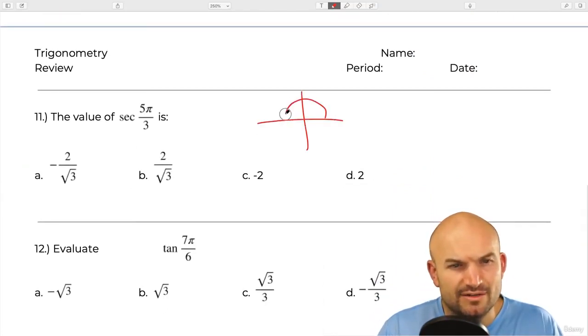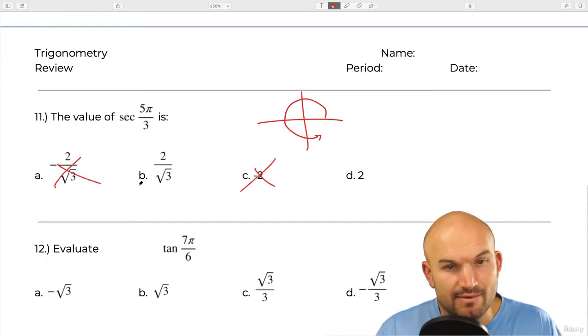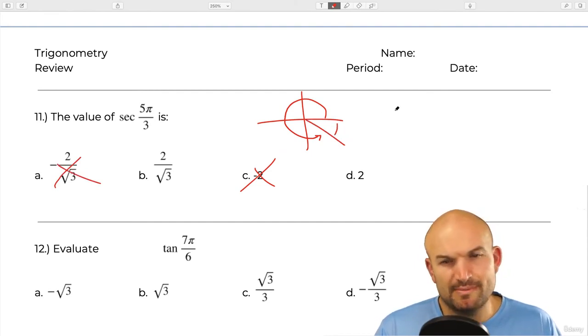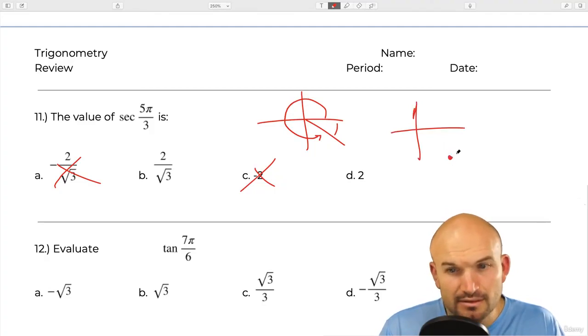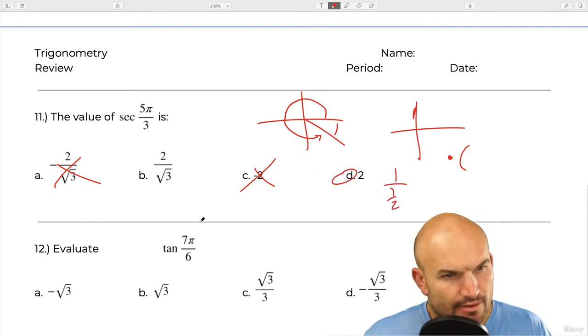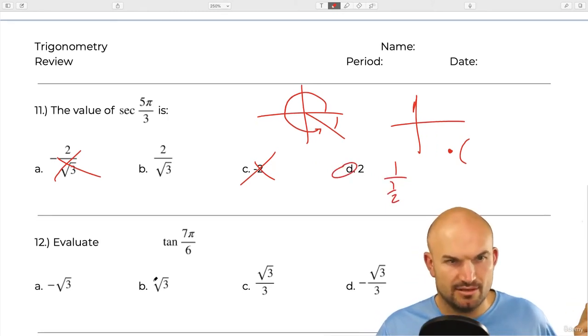Let's go and sketch that angle. So 5 pi over 3 is going to be right there. So cosine is going to be positive, so it's not that one and not that one. Reference angle is going to be pi over 3, which is going to be 1/2. So that's going to be 1 over 1/2, which would be D. Secant, yes. So 5 pi over 3.